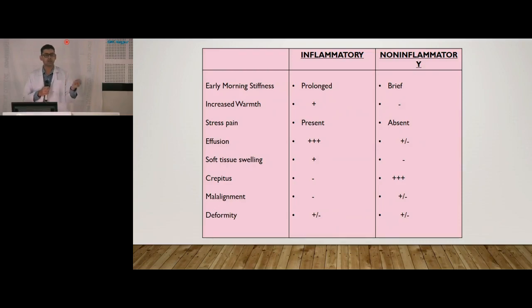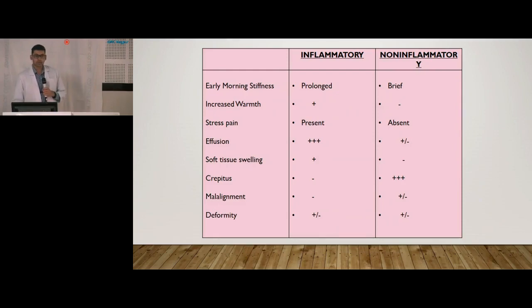That doesn't mean that you won't experience stiffness in the afternoon hours. Whenever there is prolonged rest to the joint, there would be pain. Okay, there would be stiffness as well as pain. Increased warmth, because it's inflammatory, therefore there would be much more erythema as well. Stress pain is present in inflammatory while it is absent in non-inflammatory.